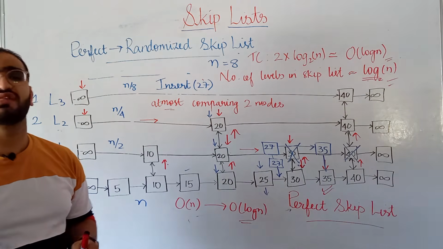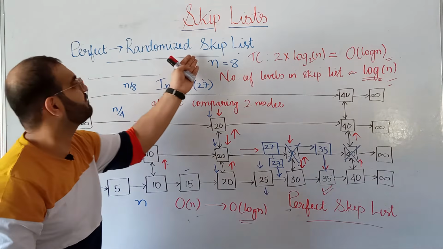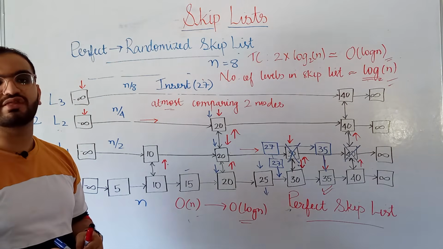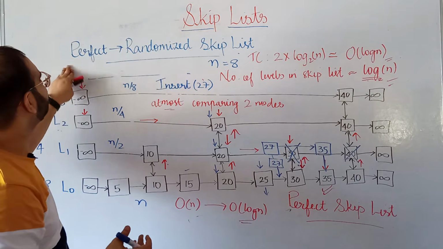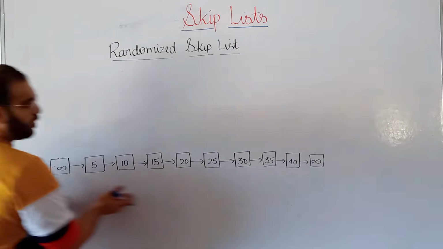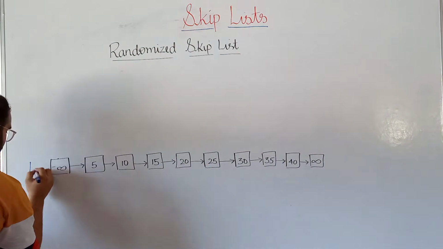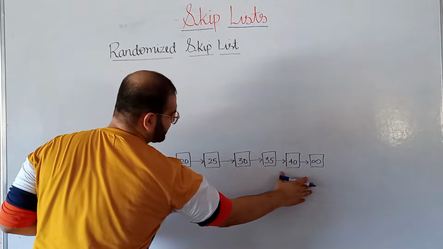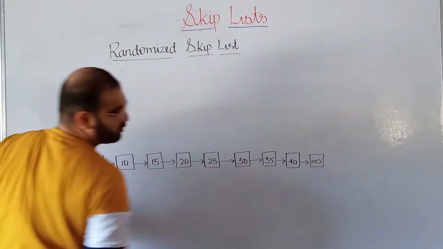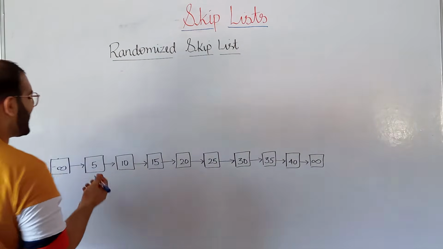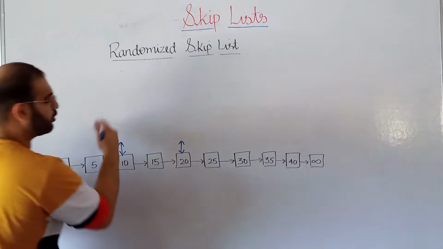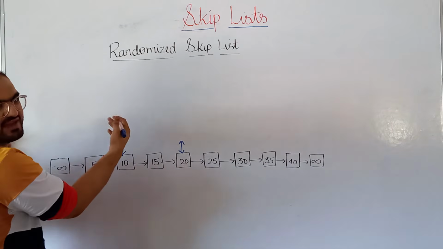different operations like search, insert and delete in a randomized skip list, which gives better efficiency for almost all the operations and is more feasible as compared to a perfect skip list. So in case of a randomized skip list, again at the bottommost level or L0, we have all the nodes. All the nodes present in the skip list are also present in the bottommost linked list, and it is not necessary that we take only the alternate nodes and promote them to the next level L1, right?